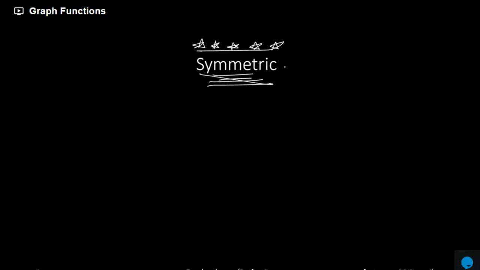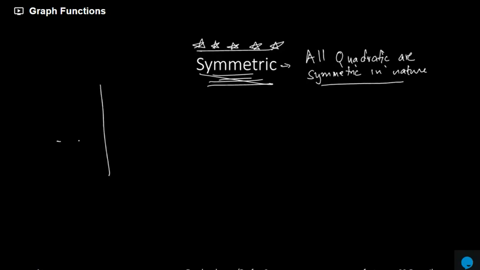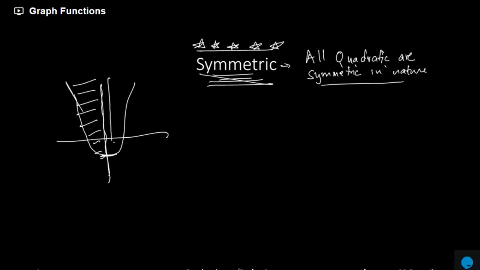Now, what is symmetric? Symmetric says that all quadratic functions are symmetric in nature. What do you mean by symmetric in nature? Symmetric means that if I take the lowest point and I drop a line from its lowest point, the area covered by the graph to the left of the lowest point and the area covered by the graph to the right of the lowest point would always be equal, right?